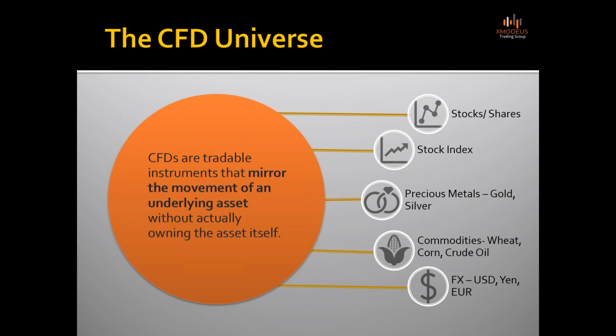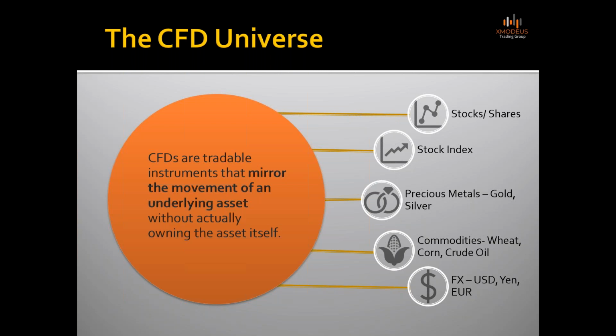So it's a bit like futures in this sense, stock index. Or even precious metals like gold, silver. You can have a CFD on gold and silver without actually owning the asset itself. So it goes for commodities like wheat, corn, crude oil, even foreign exchange, dollar yen, dollar euro, and all that. So the CFD universe is very large.